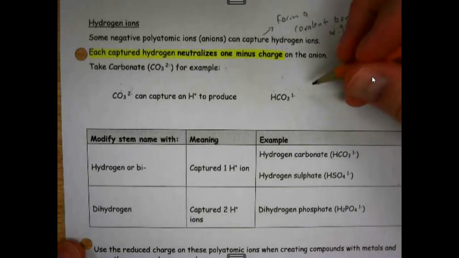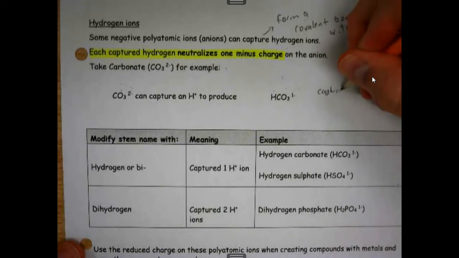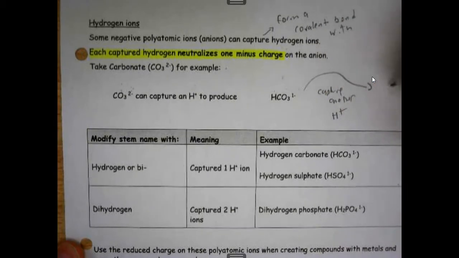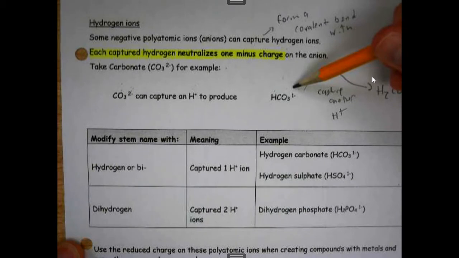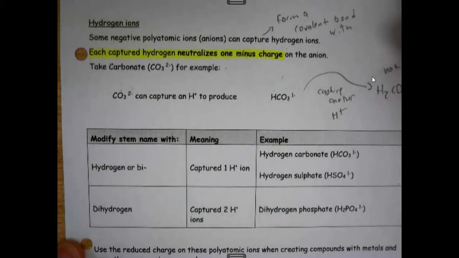Now, if you did add another hydrogen, let's say we captured another, then you would end up with H2CO3, but I would have to reduce this by 1, which would make it 0, so there'd be no charge anymore. So this is not an ion. It is no longer a polyatomic. What it actually is is a completely neutral molecule. Okay, so just keep that in mind.